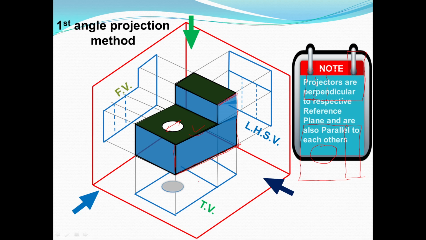The projections are perpendicular to the respective reference planes and are also parallel to each other. So all projections are perpendicular to the reference plane, as well as parallel to each other. Parallel to each other means projections for the side view are parallel to each other, projections for the front view parallel to each other, projections for the top view parallel to each other.